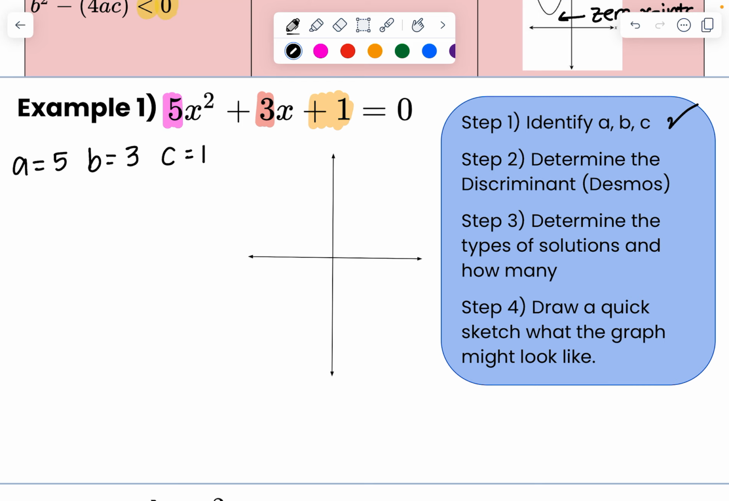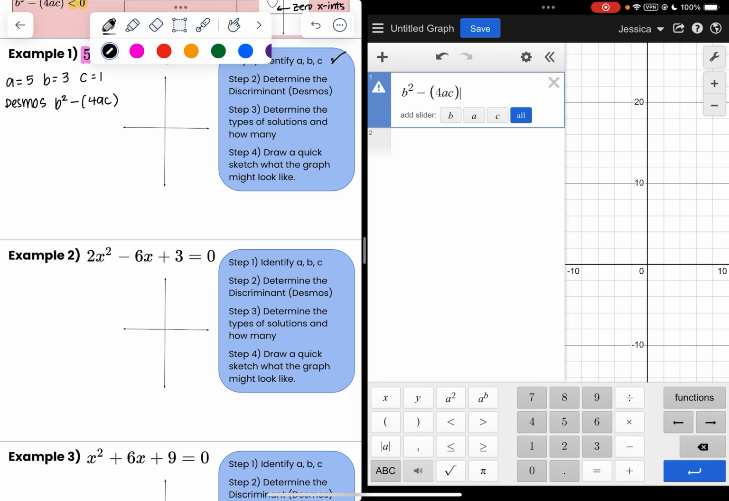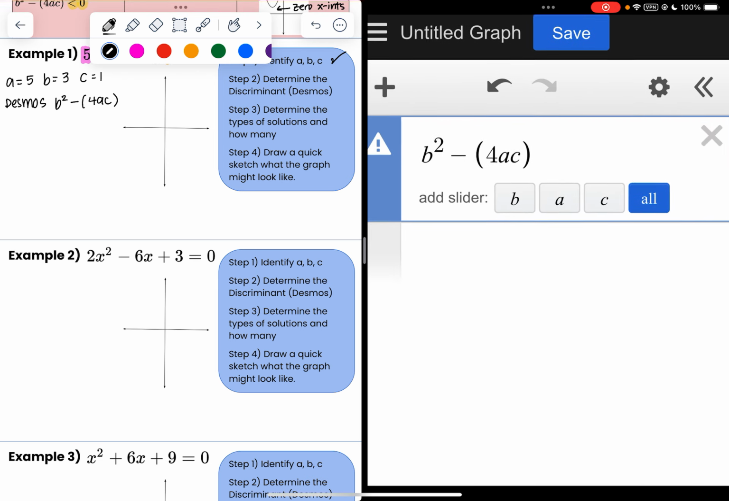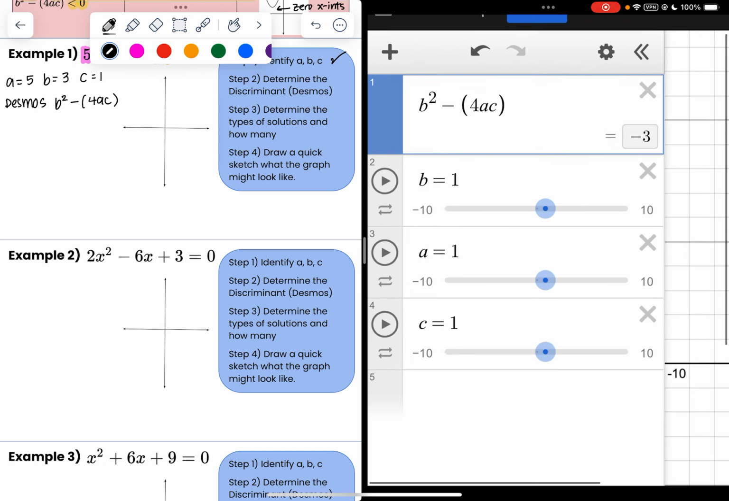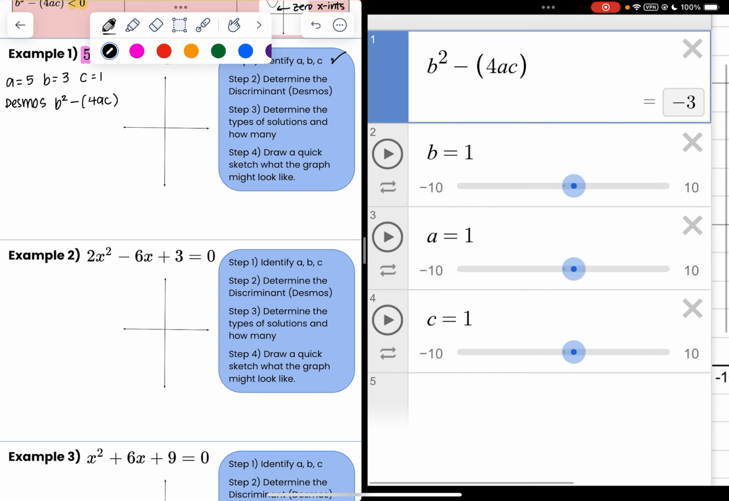Step 2, I need to determine the discriminant. So in Desmos, we're going to type in b squared minus parentheses 4ac. So let's go ahead and split the screen right now. And let's get us some Desmos, right? So you're going to see firsthand how you type this in. So I'm going to go b squared minus, parentheses 4AC, close the parentheses. Do you see how it says add slider? You're going to say yes. Yes, sir, I am, right? So now we have our discriminant, b squared minus 4ac.